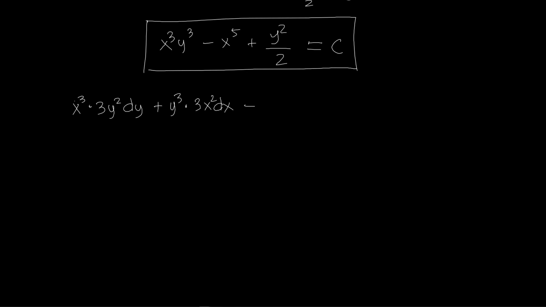Minus 5x to the power of 4 dx. Tama? Plus, y squared, may mo siya 2y over 2 dy is equal to 0. Kaya ang derivative sa constant, 0.